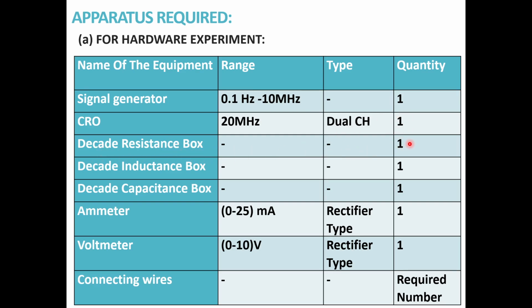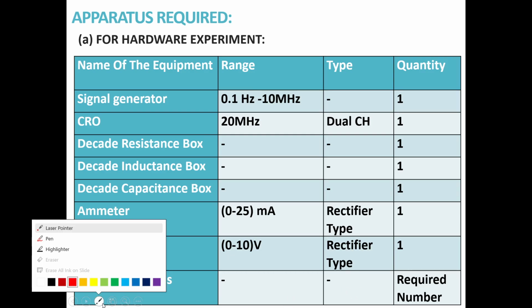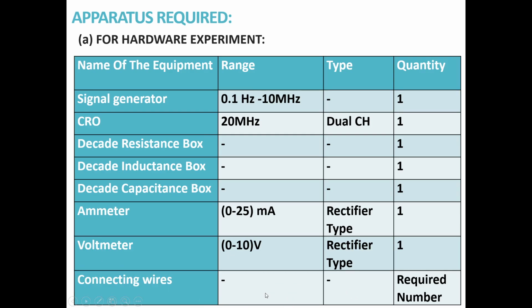Decade resistance box, we need 1 quantity. Decade inductance box, we need 1 quantity. Decade capacitance box, we need 1 quantity. We need ammeter of range 0 to 25 milliamperes, type rectifier type, we need 1 ammeter. Voltmeter of range 0 to 10 volts, rectifier type, we need 1 voltmeter. And connecting wires as per the requirement. So the quantity required is required number. So connecting wires quantity is never specified.